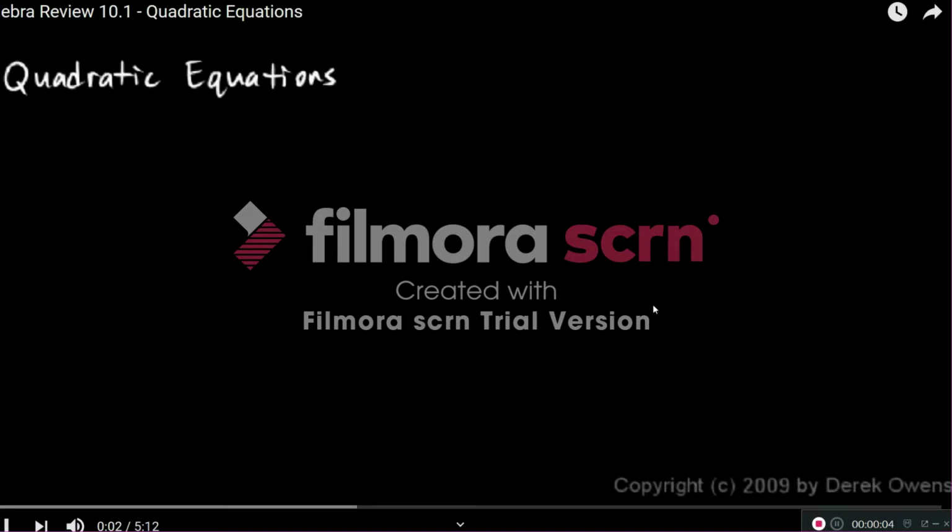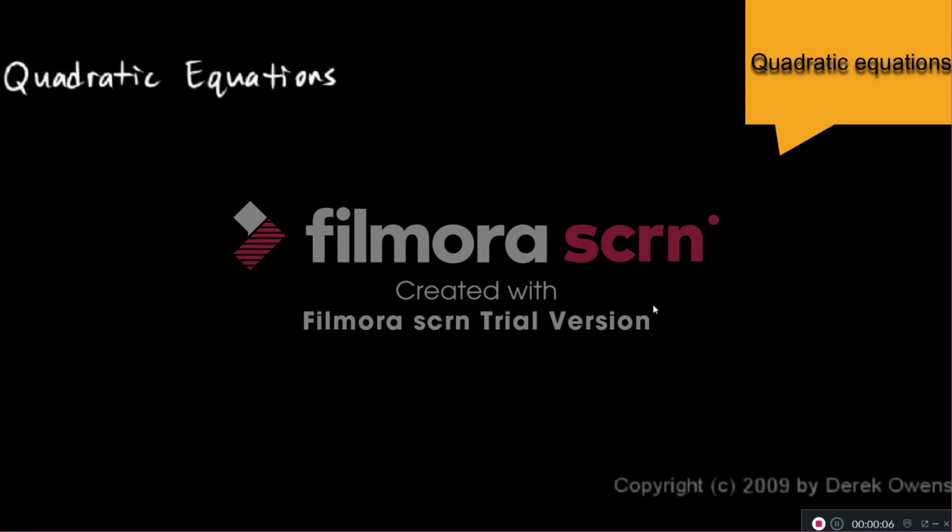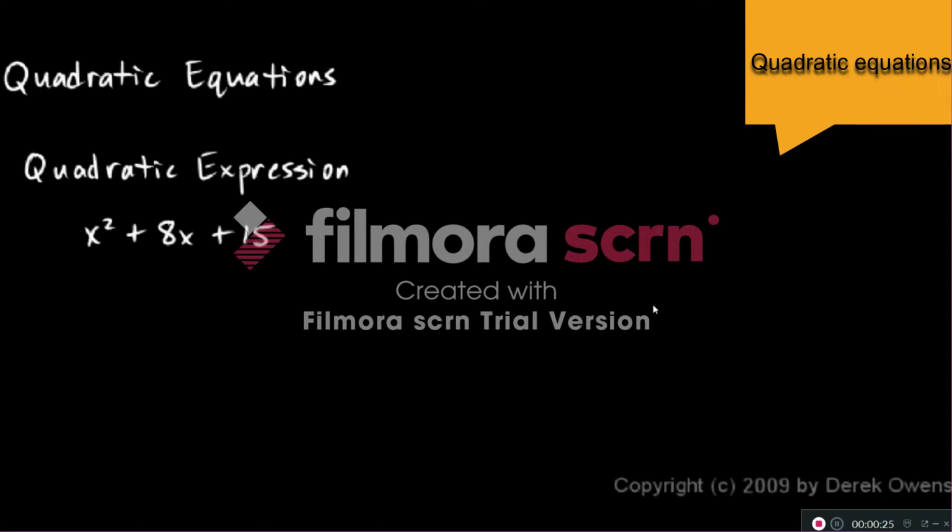This algebra review lesson is on quadratic equations. And a quadratic equation is one in which the variable is squared. So we can have what we call a quadratic expression, not an equation, but just a mathematical expression such as this: x squared plus 8x plus 15. And we see the variable x appears there. It appears a couple of times, but in at least one of those places it is squared. That's what makes this a quadratic expression. By definition, a quadratic expression is one in which the variable is squared.